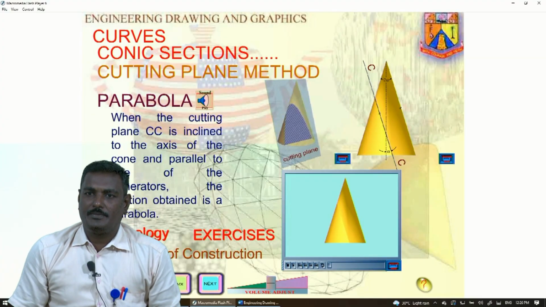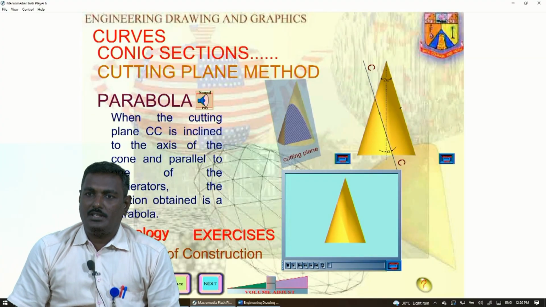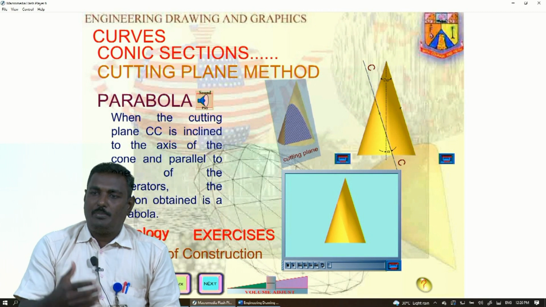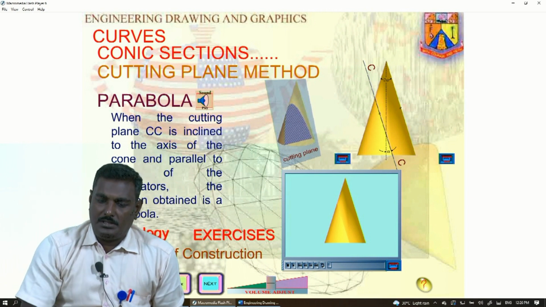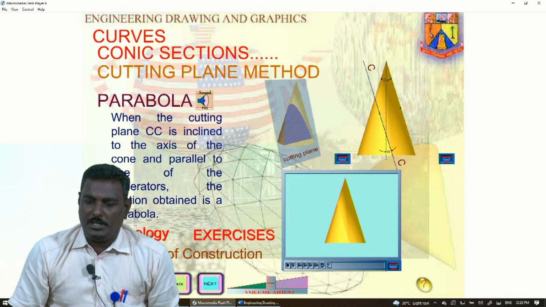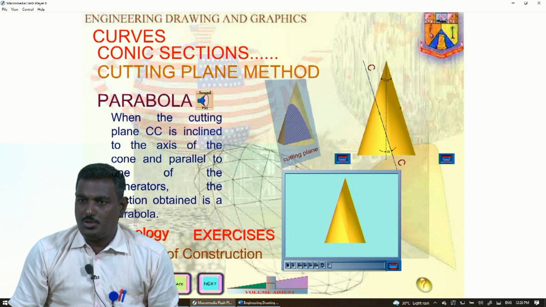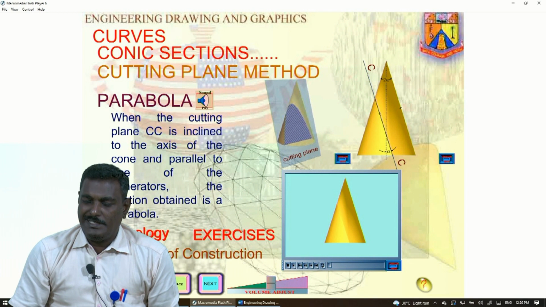Welcome dear viewers. In this session we have to see about parabola. Already we discussed curves in earlier sessions. But what do you mean by parabola? When the cutting plane is inclined to the axis of the cone and parallel to one of the generators, the section obtained is a parabola.